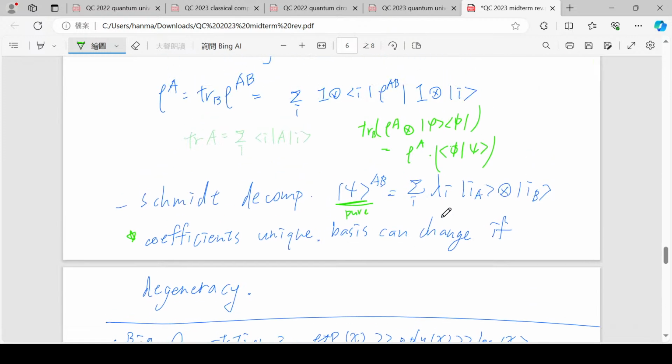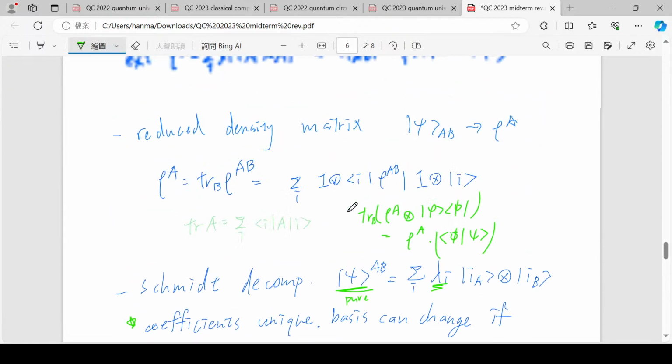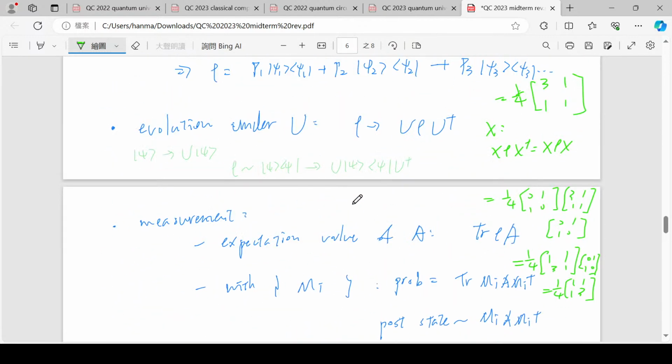Those lambda i's are kind of like eigenvalues, so those lambda i coefficients are unique, but the basis of this decomposition can change if you have degeneracy on those lambda i. So it is almost unique. Okay, so that's the decomposition, and that's about what we know on the density matrix.